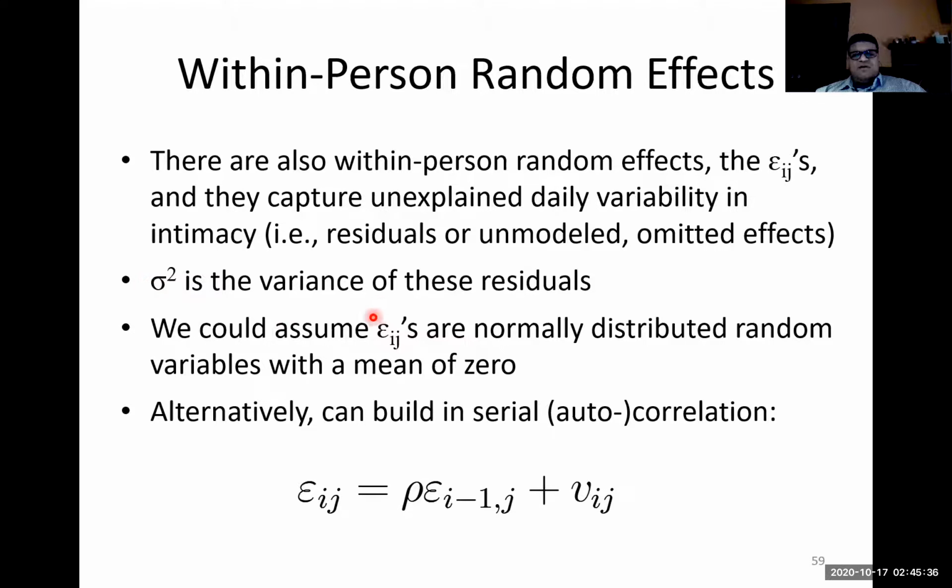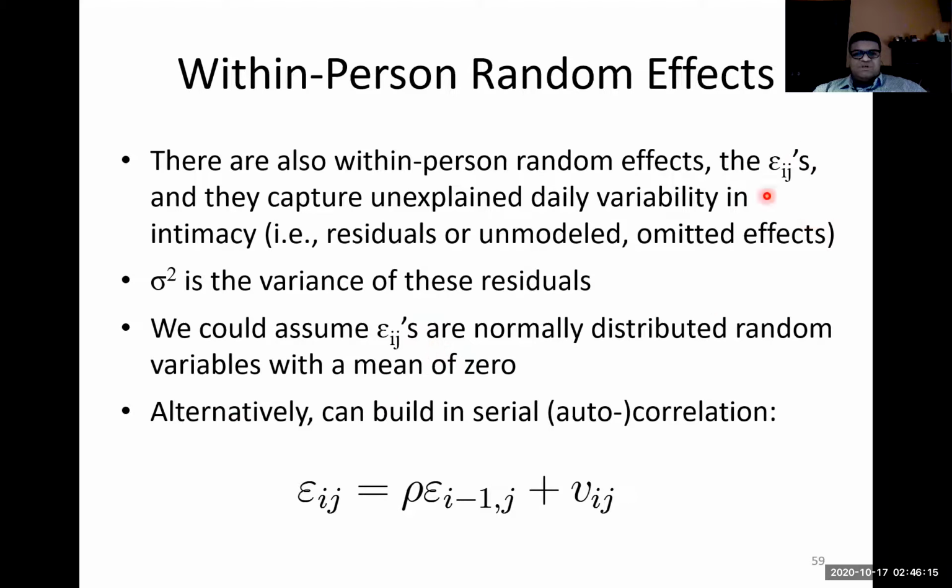Typically, these within person errors or residuals are assumed to be normally distributed with a mean of 0 and a variance of sigma squared. We'll talk a little bit more about some other assumptions about the errors, like, for example, that they're not autocorrelated, that they're independent of each other, and that they're normally distributed, which is what's said here.